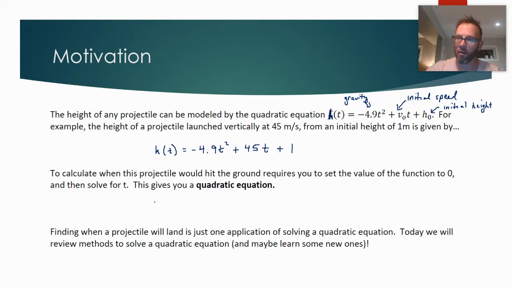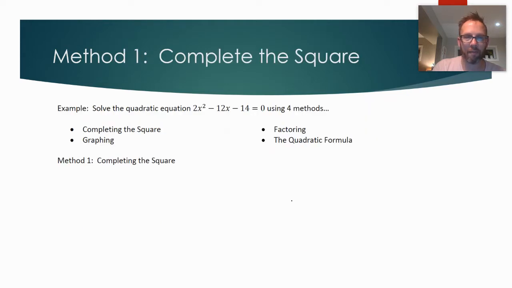A type of question you might have done in your grade 10 course is, when does this projectile hit the ground? That's when the height is 0. And what you would have to do is find the value or values of t that make that equation 0. So this is just one application of where we need to solve a quadratic equation. Today we're going to review methods. If it doesn't seem like review to you, that's okay, because we're going to do some examples and it's a chance to learn as well. So let's dive in.